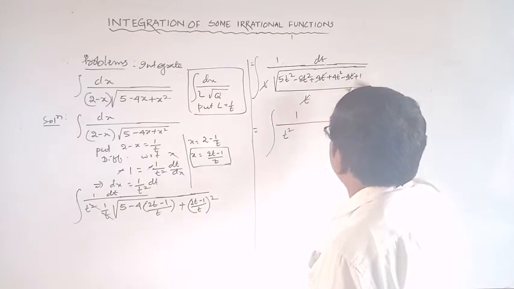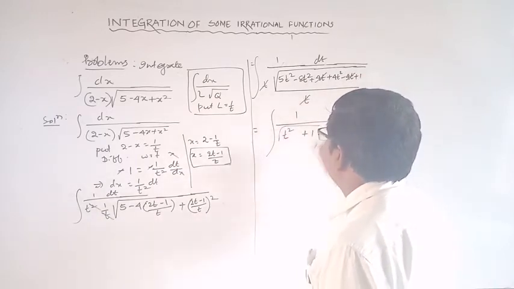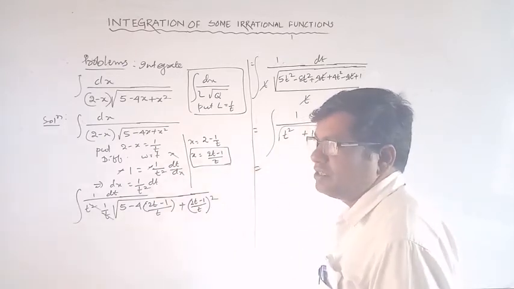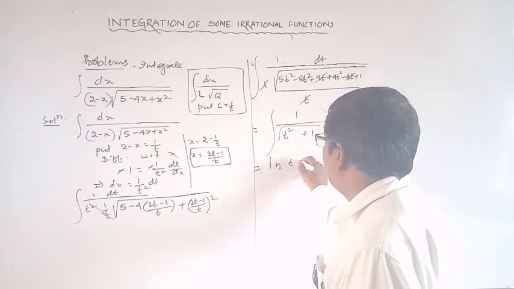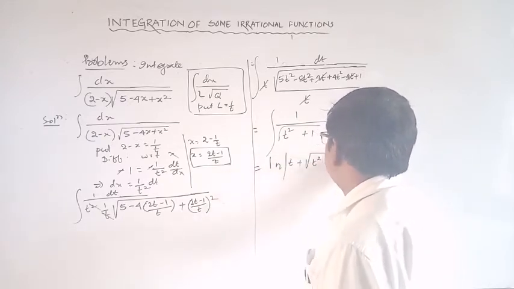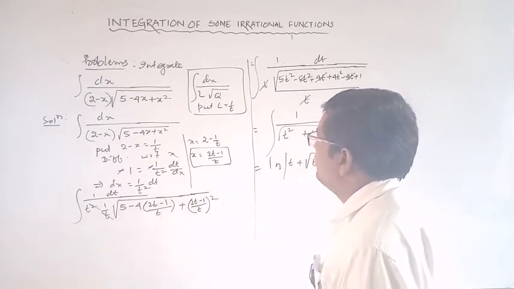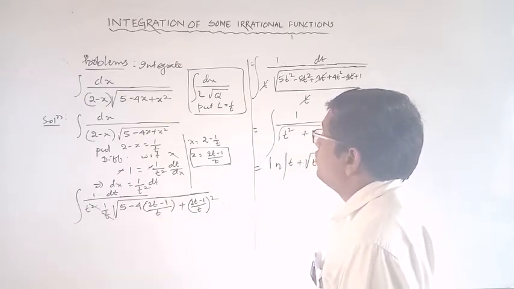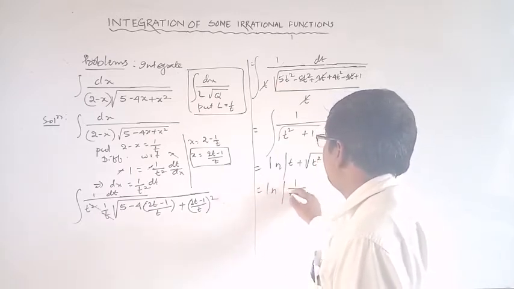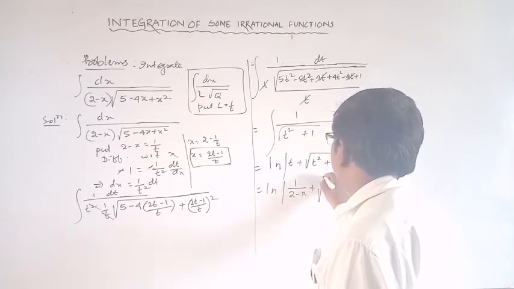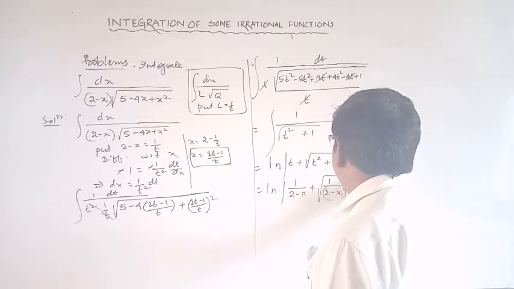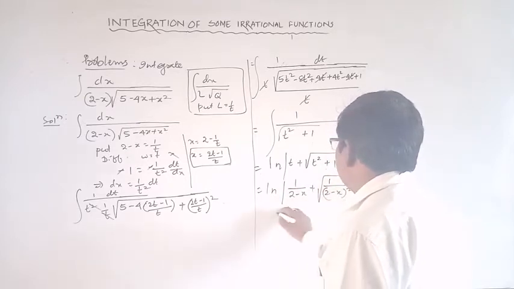This is equal to 1 root over. So the formula is what? That is equal to root over x square plus a square. So this is log t plus root over t square plus 1 plus c. What is t here? t means 1 by 2 minus x. So log of t means 1 by 2 minus x plus root over 1 by 2 minus x whole square plus 1 plus c. This is the answer.